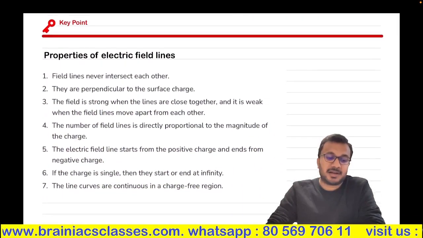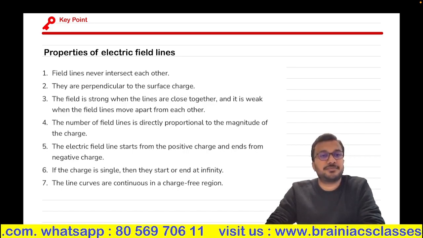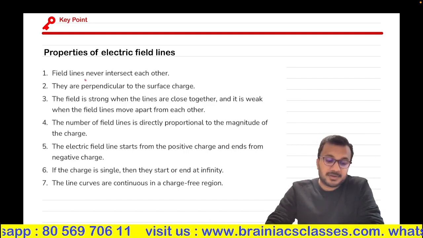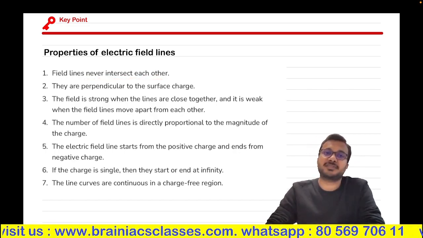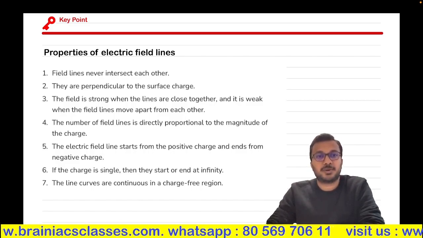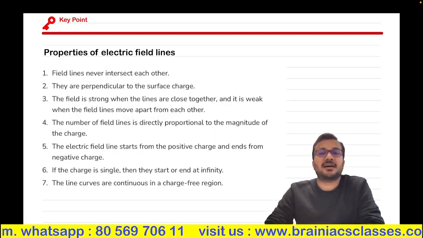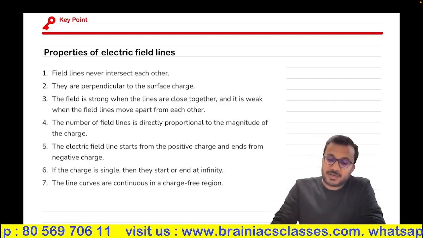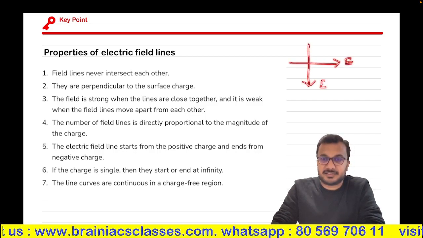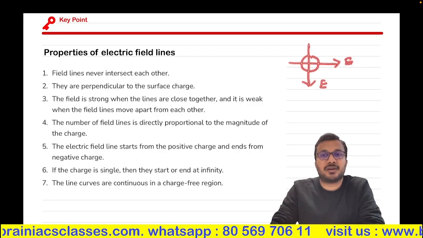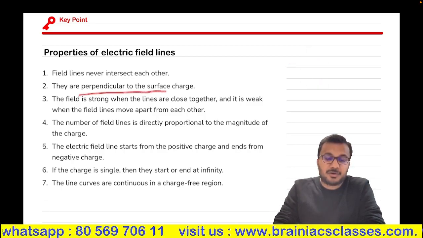The theory behind this problem, the key point, is the properties of electric field lines. Field lines will never intersect each other. I already told these properties in the second part of the video also, but once again we will recollect them for better understanding. Field lines never cross each other, which means if you have one field line like this, then you should not have a field line like this, because here there is a cross. This is not allowed.